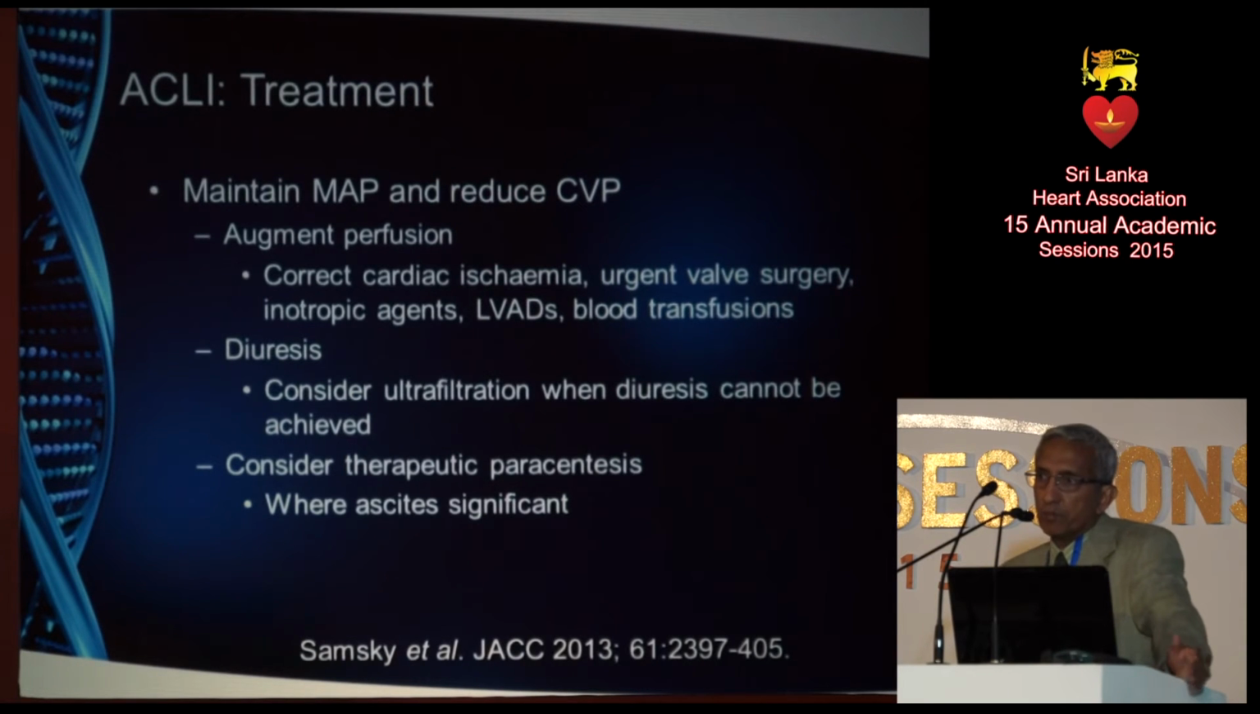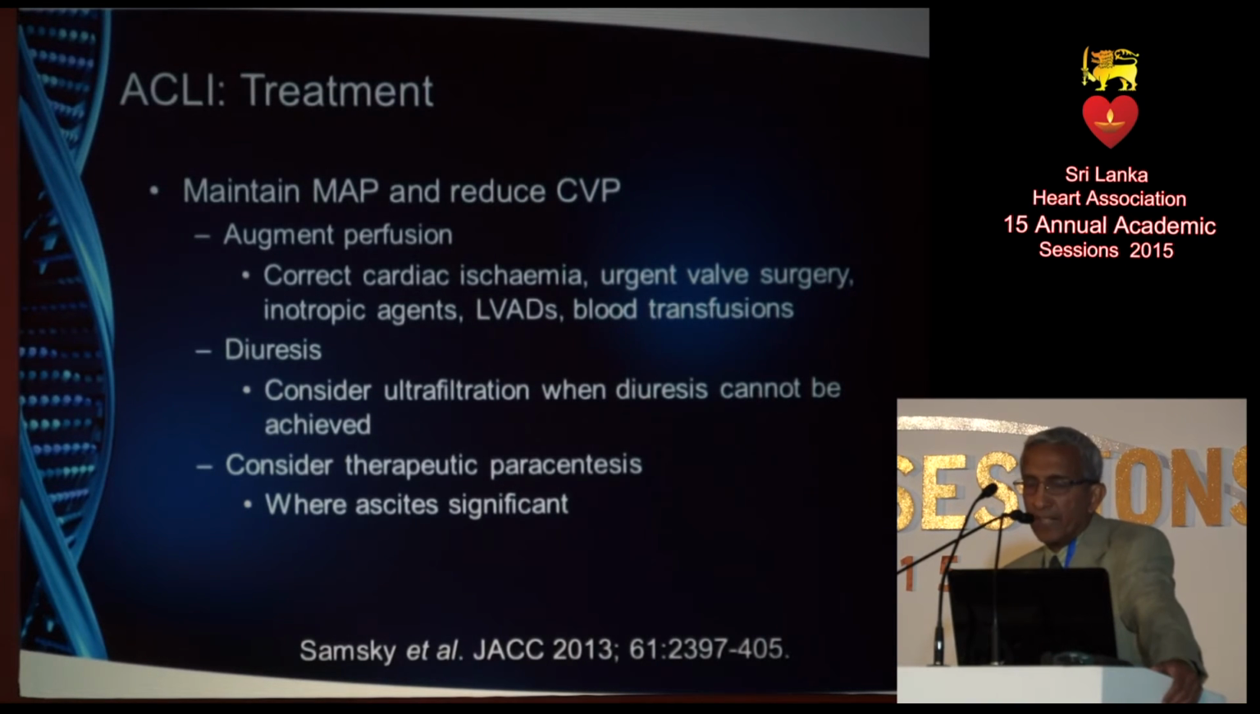Diuresis, as I said, both mechanisms have to be there to produce the liver injury. So diurese and reduce the central venous pressure and consider ultrafiltration if needed. And if the intra-abdominal pressures are high, again this will make matters worse as far as the effective hepatic blood flow is concerned. And if the ascites is significant, one could look at paracentesis. It's not very common early on to have any significant ascites in this group.